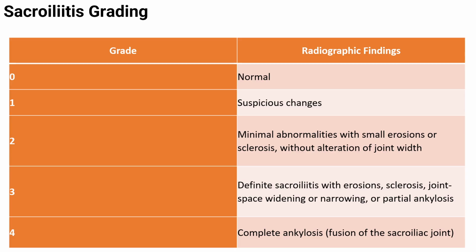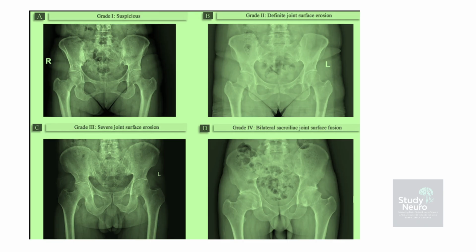Grade 0 indicates a normal joint with no visible abnormalities. Grade 1 suggests possible early changes, but the findings are not clear enough to confirm sacroiliitis, so careful interpretation is required. Grade 2 shows definite but mild structural changes, including small erosions or sclerosis, while the joint space remains largely preserved. Grade 3 represents more advanced disease, with obvious erosions, sclerosis, narrowing or widening of the joint space, or partial fusion. Structural damage becomes evident.